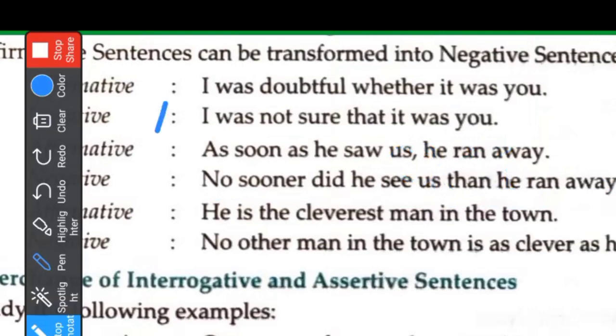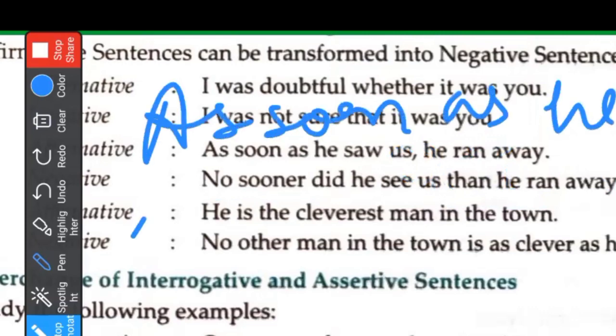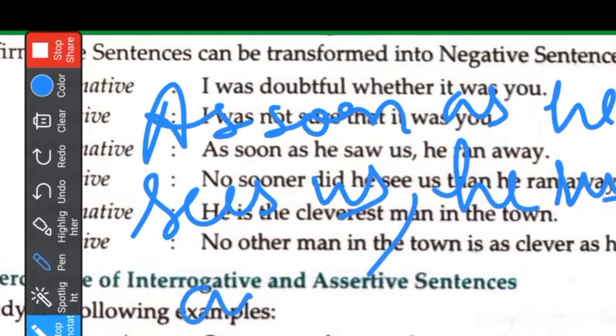Now, when I change that one, I ask: as soon as he sees us, he runs away. What is the tense of the statement? I would like to ask first of all. Mehak? I'm not sure, but maybe it's in the present tense. Anybody else? Rahul? No answer. Harsimran? Hello? No, sir. Okay. Now the tense is very clear.